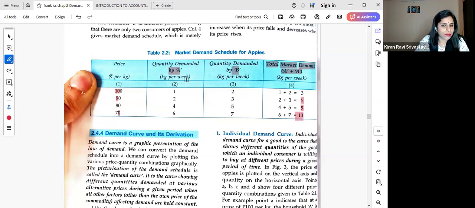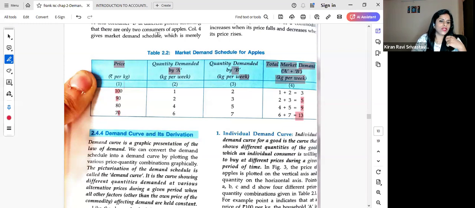Is that clear? And it is not per day, it is per week. So this week here represents the period of time. So are they buying 3 kgs in a day? 5 kgs in a day? No, they are demanding in a week. So demand is always expressed with price. So there will be price and there will be time. So here week is the time.